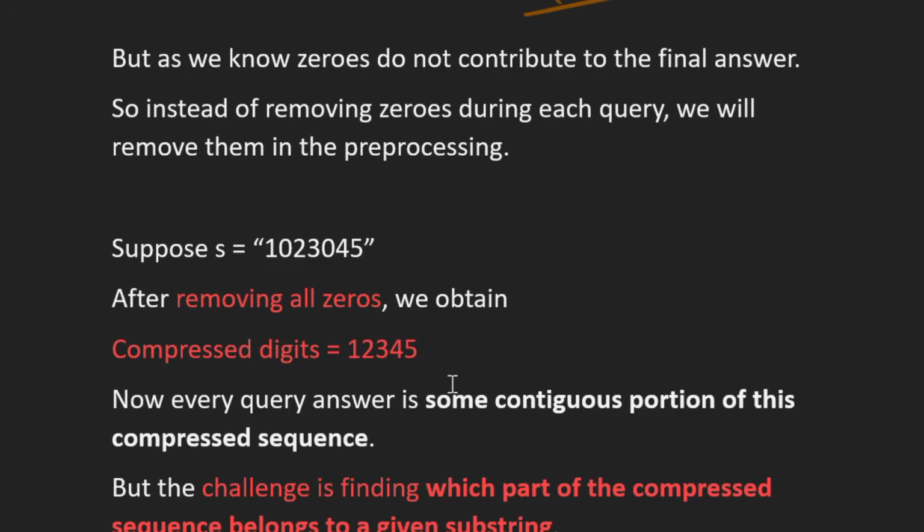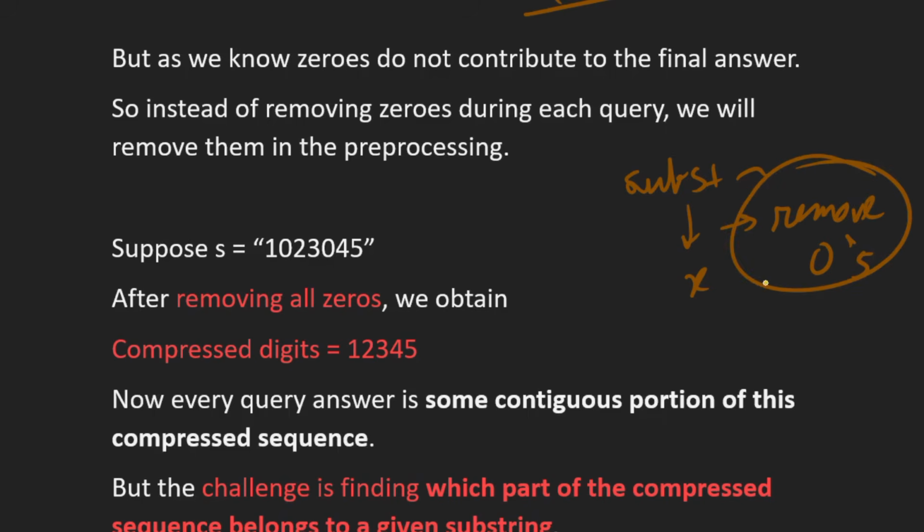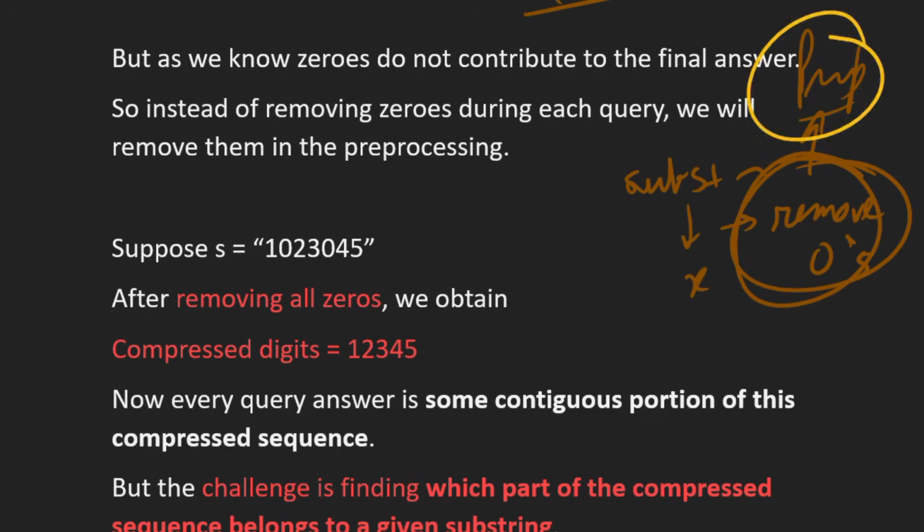So what should we do? Once we get the substring, we have to form the x. To form the x, what do we have to remove? We have to remove zeros. So instead of doing it independently for each substring, instead of removing the zeros during each query, what if we remove the zeros in the pre-processing step?